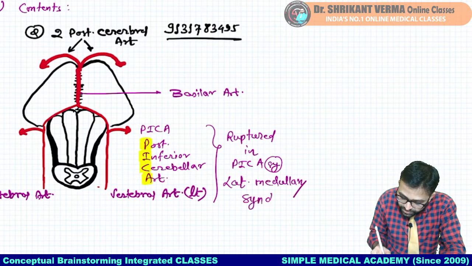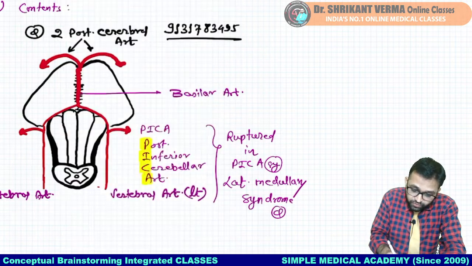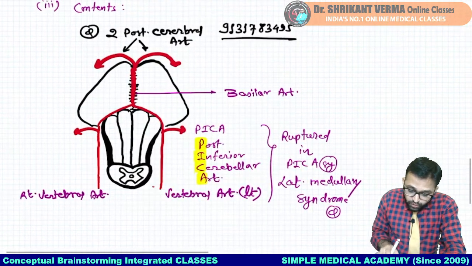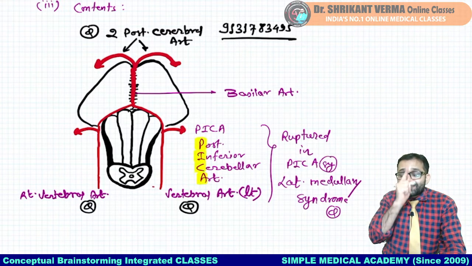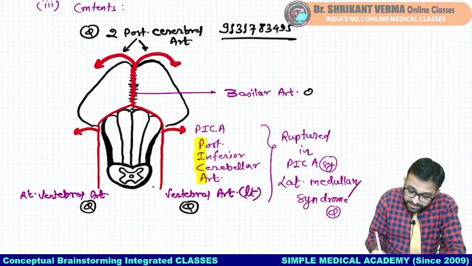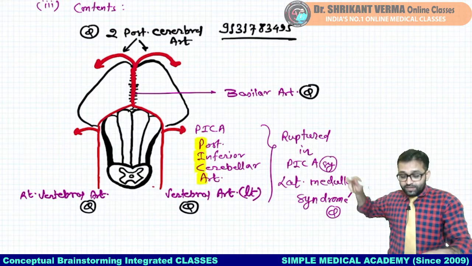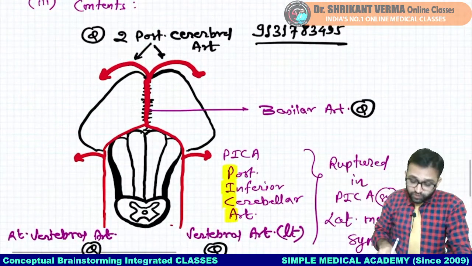Very important MCQ. Different MCQs we had solved from here. Question: how is the basilar artery formed? By the fusion of the right and left vertebral arteries. Yes, the basilar artery is found at, you can say, the basilar sulcus of the pons.